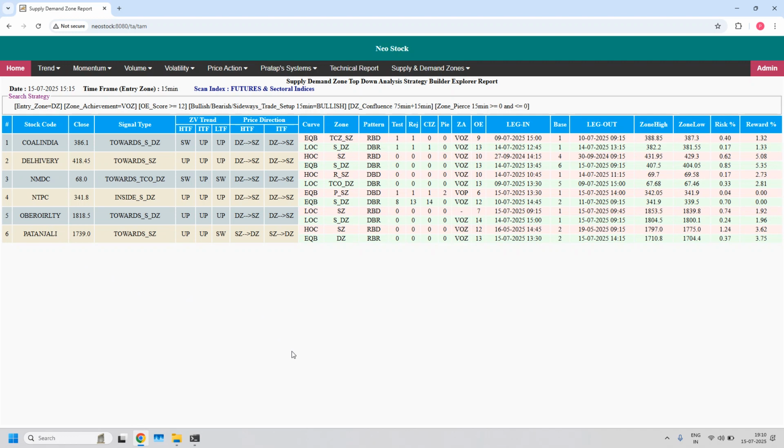Out of 10, 6 are filtered. In all the 6, 15 minutes demand zones are overlapped with 75 minutes demand zone. 75 minutes trend is uptrend in all the stocks. So we can further filter EMA confluence on the 75 minutes demand zone.